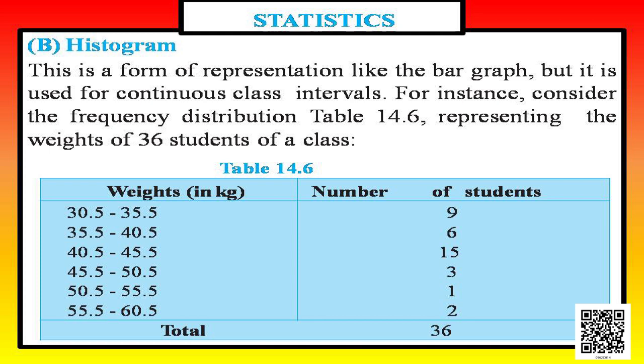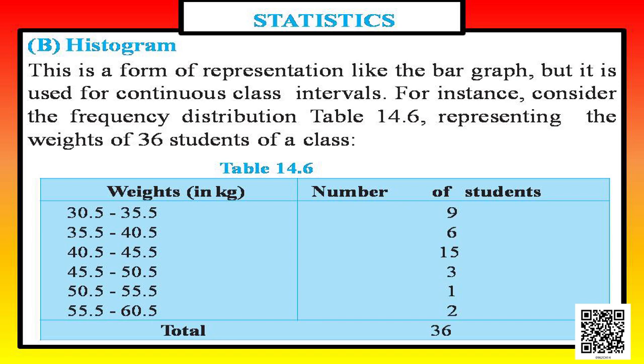One column is the weights in kgs and they are written as 30.5 to 35.5. Next row, 35.5 to 40.5 and then 40.5 to 45.5 and so on. It continues till the last one, 55.5 to 60.5. And on the other side, we have the frequency, which is the number of students, and they are 9, 6, 15, 3, 1, 2, and the total is 36.